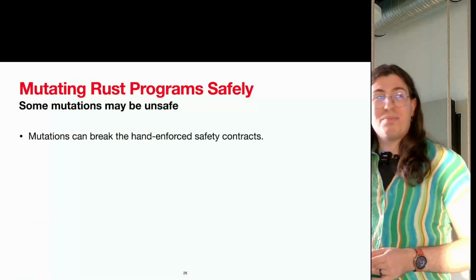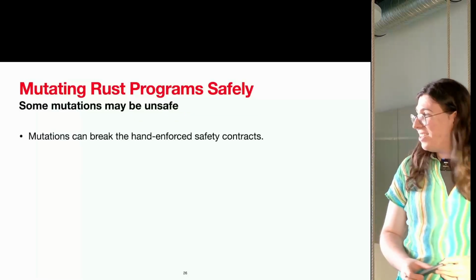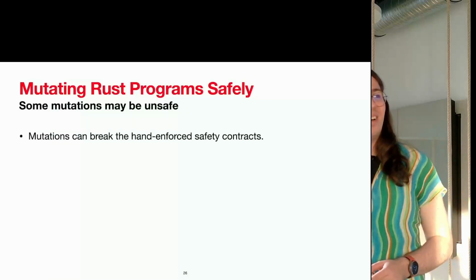There's also a whole aspect of how do we do this safely in Rust programs. So as it turns out, because we have access to this distinction of safe and unsafe operations, that actually turns out to be incredibly useful for mutation testing purposes, for example.